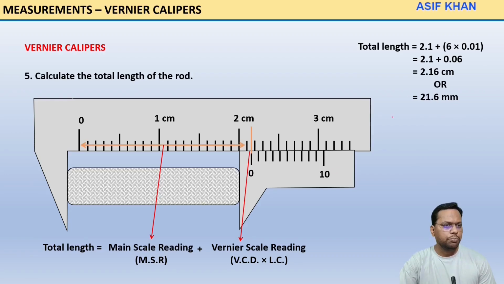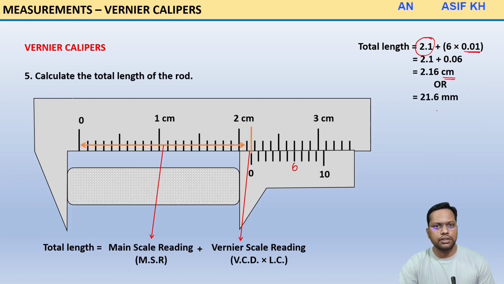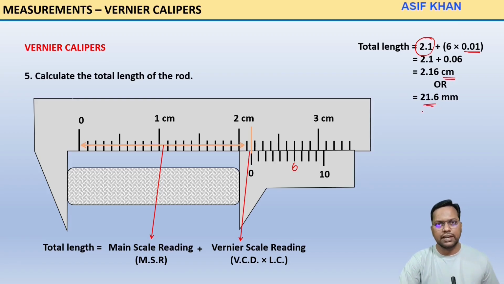So now 2.1 mm is the main scale reading, and the Vernier coinciding division is 6. This 6th division into the least count: since it has 10 divisions and the main scale division is 1 mm, the least count is 0.1 mm. Therefore, 6 into 0.1 gives 0.6. Therefore, the total reading will be 2.16 centimeter or 21.6 millimeter. This is how we take the readings using Vernier calipers.